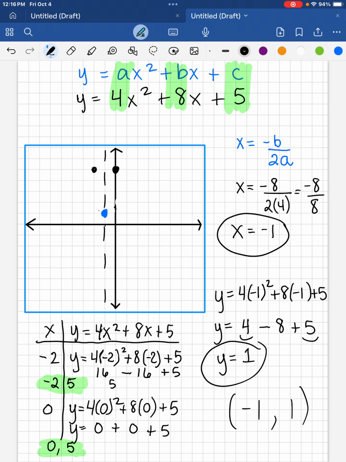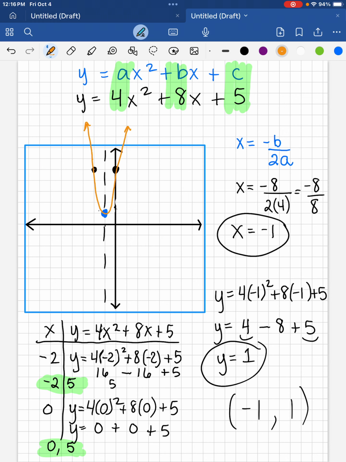All right, so now I have 3 points, and what's going to happen is my parabola is going to look something like this. Okay, it's not perfect, but it goes through 3 points. And this is what our graph for y equals 4x squared plus 8x plus 5 looks like.